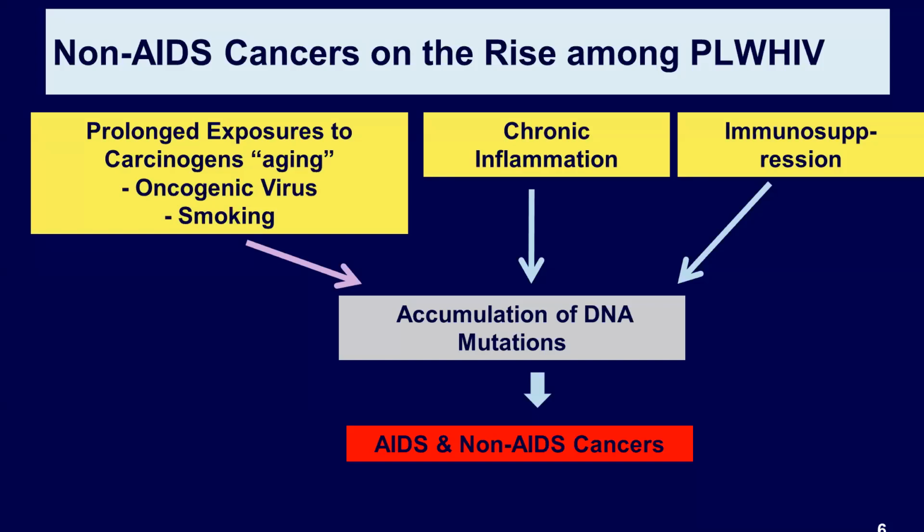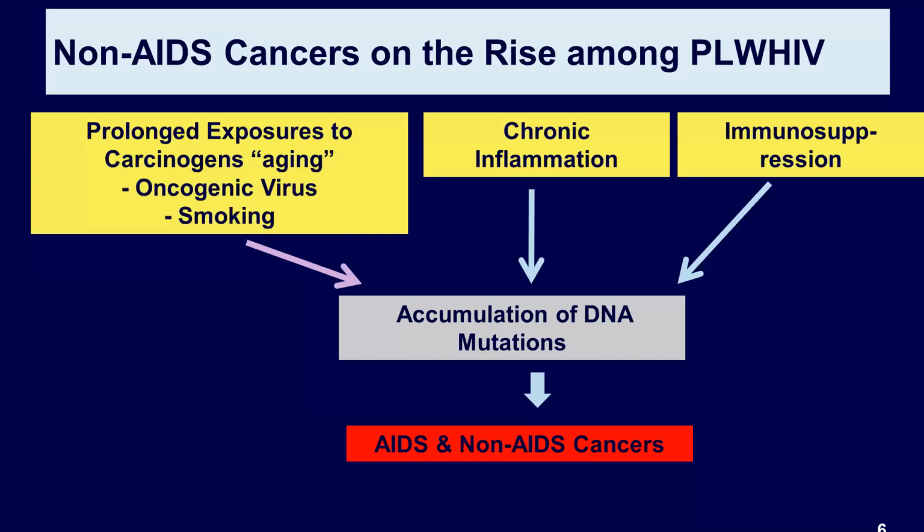The first and most important one is people are victims of their own success. In fact, the advent of antiretroviral therapy enabled us to prolong the life expectancy of our patients, and as such, they are aging. Our patients are aging. Age is a very important risk factor for cancers, as you know.